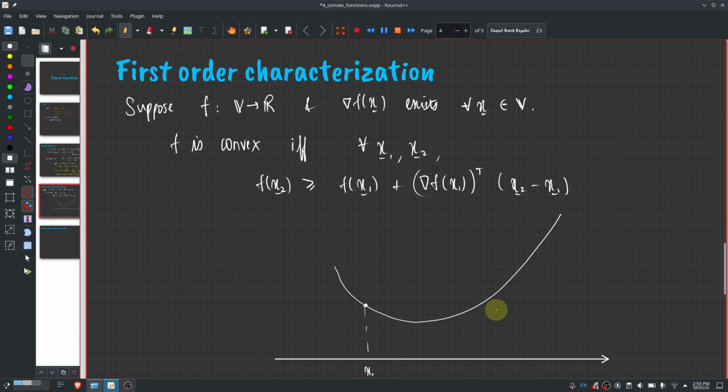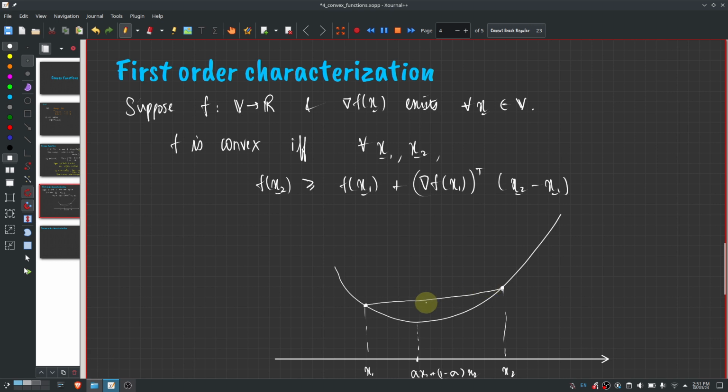Let us say this is x1 and this is x2. You take any convex combination, let's say alpha x1 plus 1 minus alpha x2. The function value always lies below. So the function is essentially below the straight line joining x1 and x2.